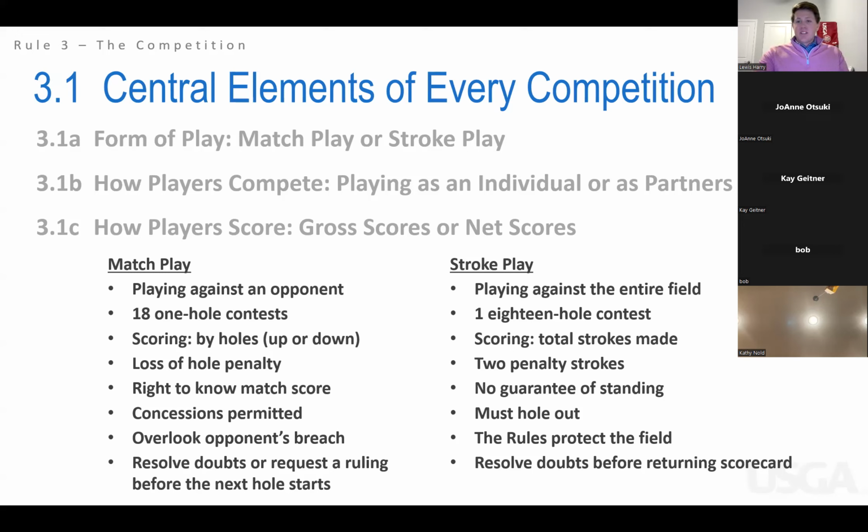Again, we have the ability to concede either strokes, the hole, or the match in match play. In stroke play, we don't have that concession right. We've got to hole out. So again, we're just trying to keep in mind all these key differences when we're talking about the difference between match play and stroke play.